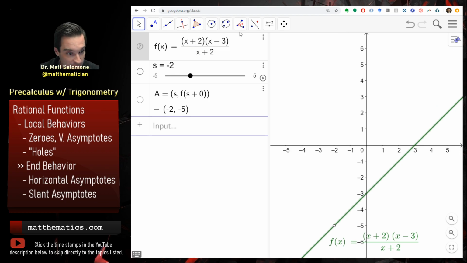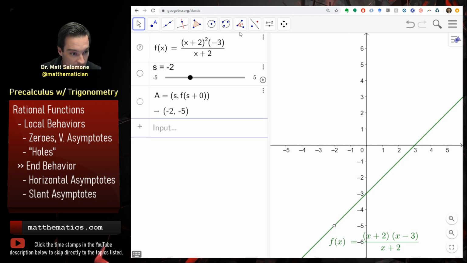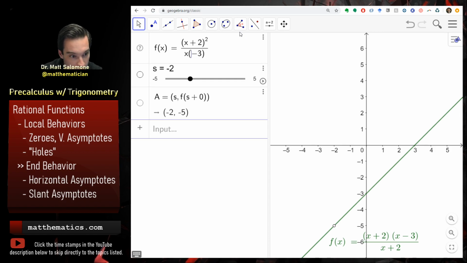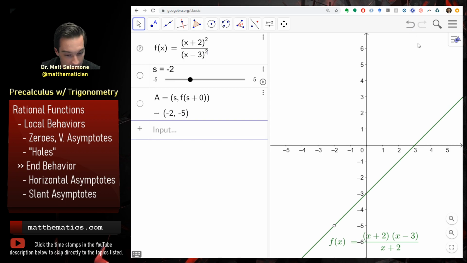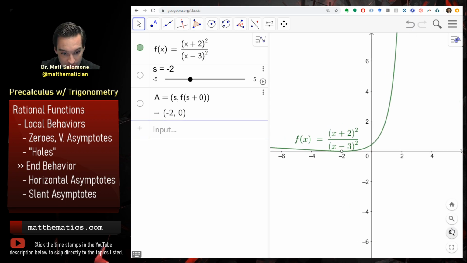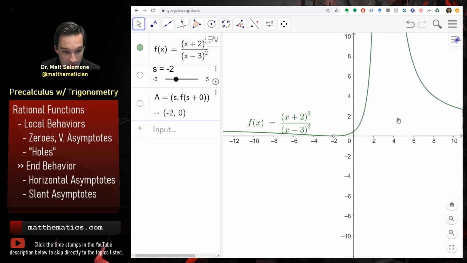So that was x plus 2, the quantity squared, divided by x minus 3, the quantity squared. Get my parentheses in here, whoops. x minus 3, quantity squared. And so if I graph that thing, we've got to zoom out a little bit to see what's actually happening with the shape of this graph.